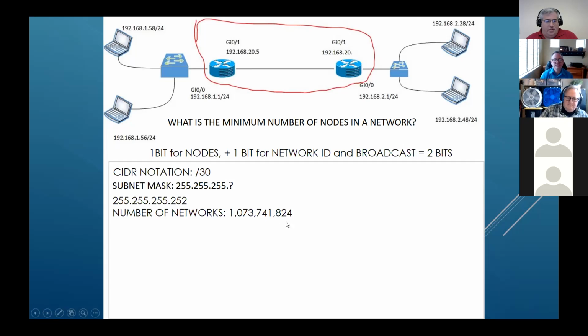So the number of networks then is 1,073,741,824. Big number.